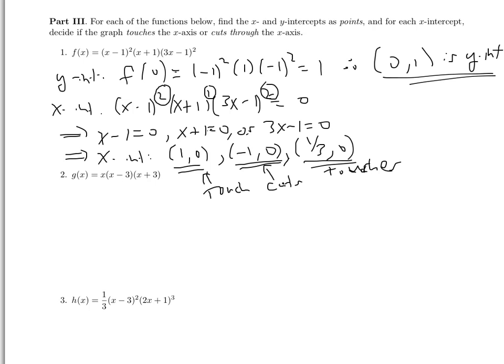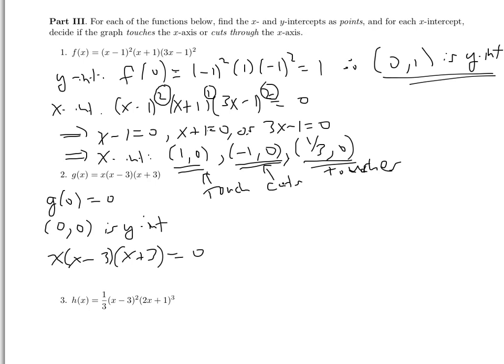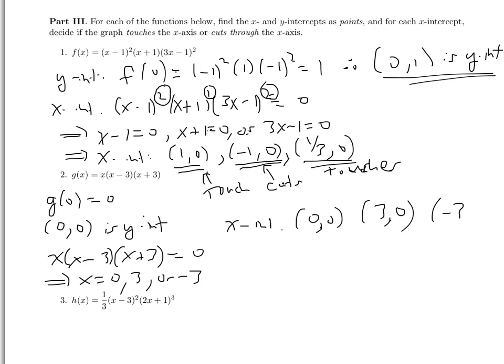Same deal here. The y-intercept is going to come from g(0), which in this case is 0. So that means that (0, 0) is the y-intercept, but of course (0, 0) is also on the x-axis, so that's also an x-intercept. To find all of the x-intercepts, I just set the formula for the function equal to 0 and solve, and I'll have x equal to 0, 3, or negative 3, which means that my x-intercepts are (0, 0), (3, 0), and (-3, 0). The multiplicity of all of these factors is 1, which is odd, and so these all cut through. None of them just touches the axis.